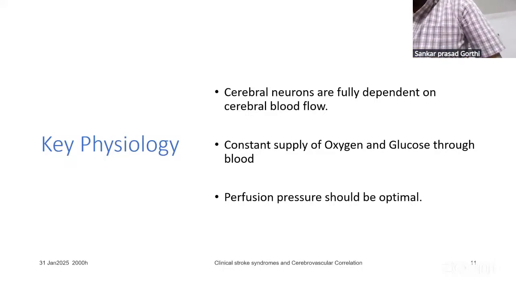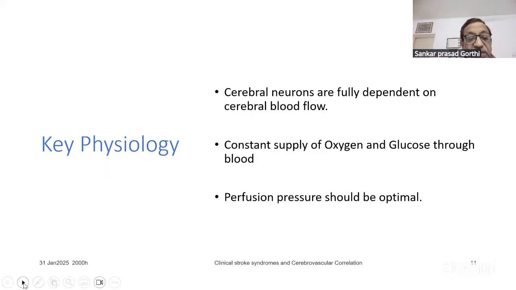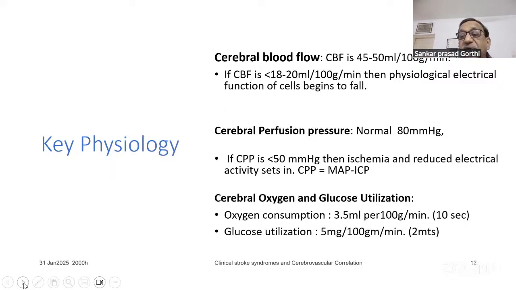So the key physiology aspects are very important for us to understand the stroke. So let us look at some of these aspects. If you look at the cerebral blood flow, it is about, for memory's sake, easy to remember, 50 ml per 100 grams per minute. If it is less than 18 to 20 ml per 100 grams per minute because of a blood clot, then physiological electrical function of cells begins to fall.